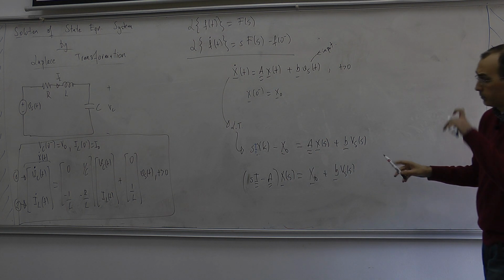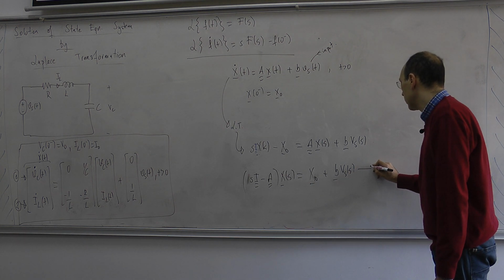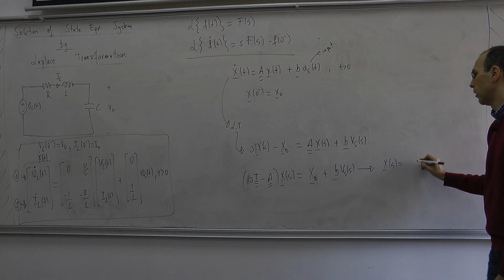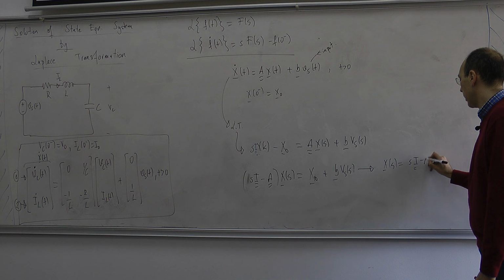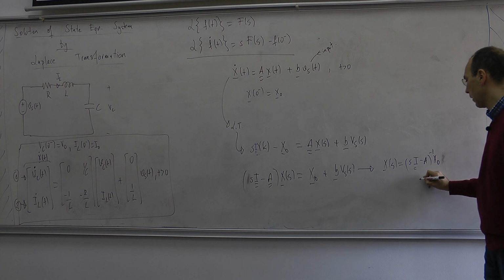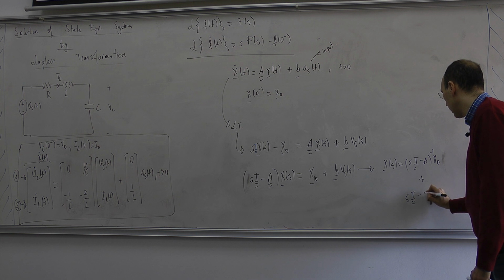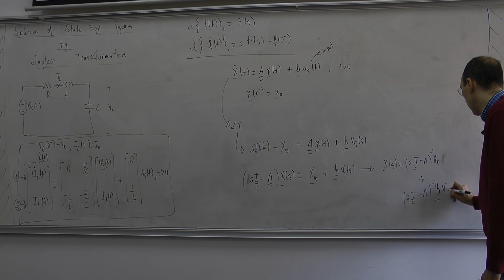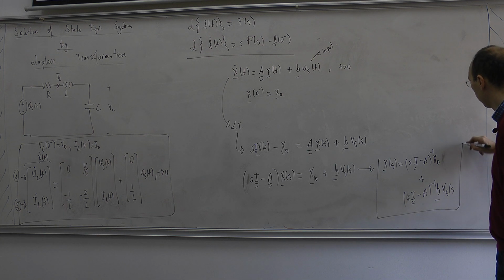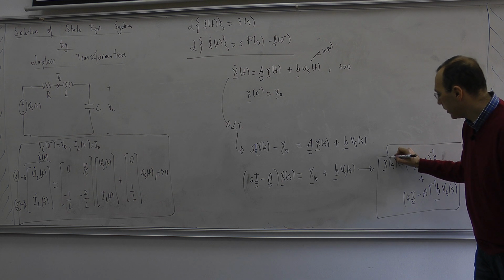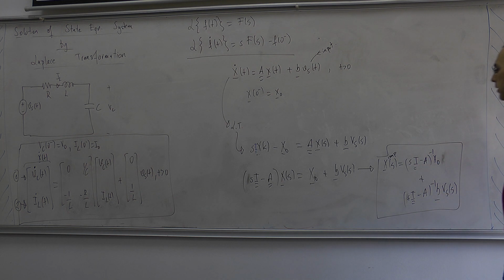So I need to solve this then. How do I handle this? Now, since s is a generic variable, I can write this as (sI minus A) inverse times x naught, plus (sI minus A) inverse B times Vs of s. So this is, you may say, my complete solution. This is the end. Complete solution in Laplace domain.